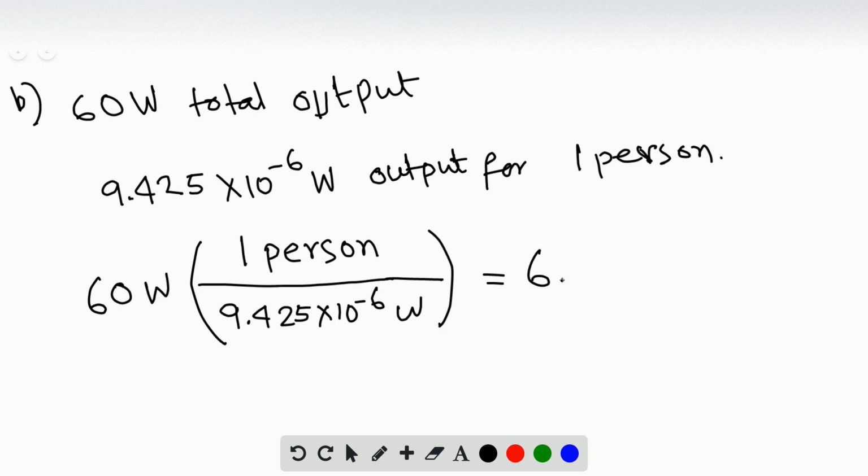So that's going to be 6.37 times 10 to the power 6 people, or if we again approximate it, it's going to be 6 million people.